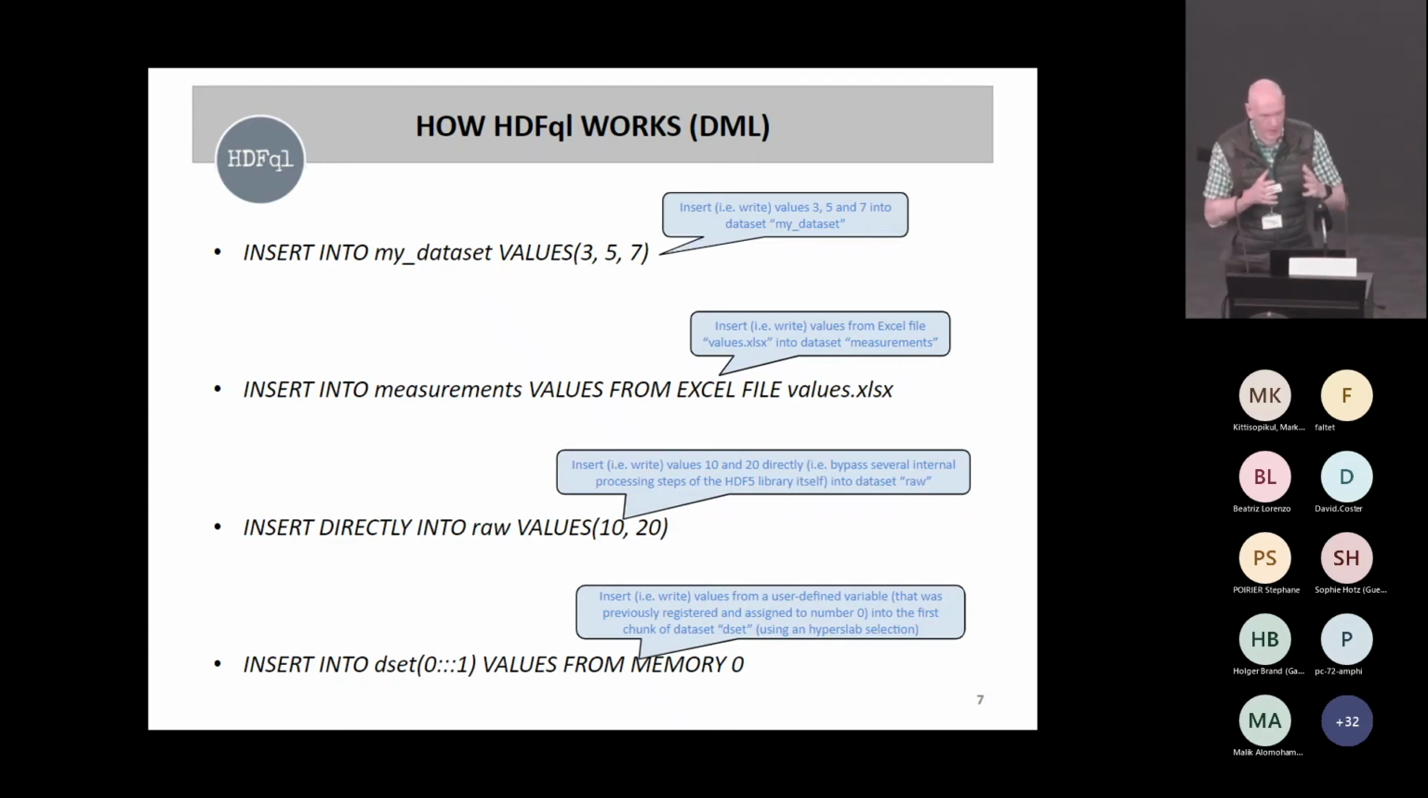I think if you just specify an Excel file name, it's going to pick the first one, but you have more fine granular control over that if you like. And then he also supports, this would be a write chunk, when he says insert directly into raw, which would be a handle to a data set, these values. And hyperslab selection, so the syntax is obviously NumPy inspired. This is how you would do that.